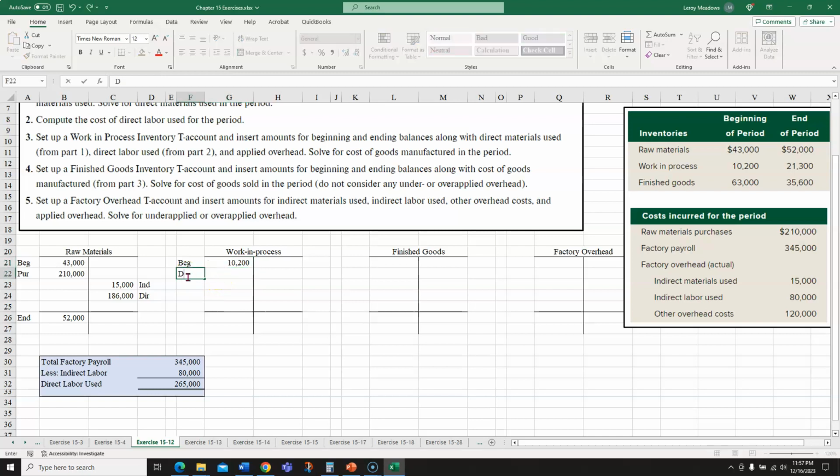Now, what components increase work in process? Well, our direct labor. Let's put DL for direct labor, DM for direct materials, and OH for overhead, so you understand my abbreviations here. So my direct materials were 186,000. My direct labor is how much? We just calculated that in number 2, 265,000.